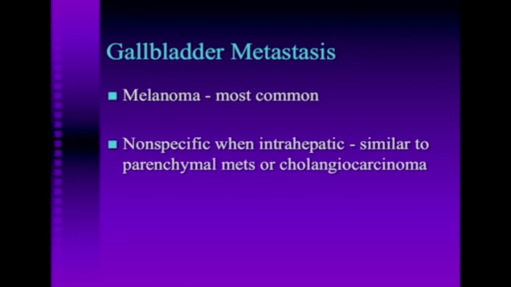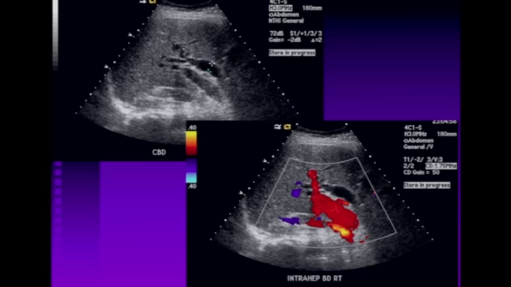If you're looking at gallbladder metastases, melanoma is the most common primary source, and if they have multiple hepatic lesions where you're not really sure that they have melanoma, it can look like other types of metastatic disease or even metastatic cholangiocarcinoma.